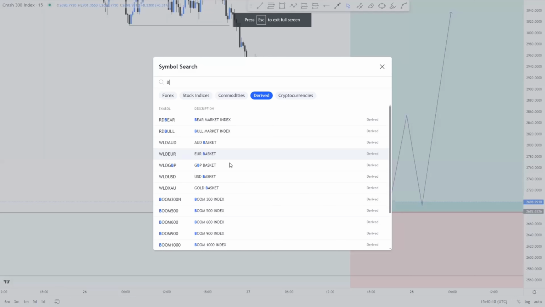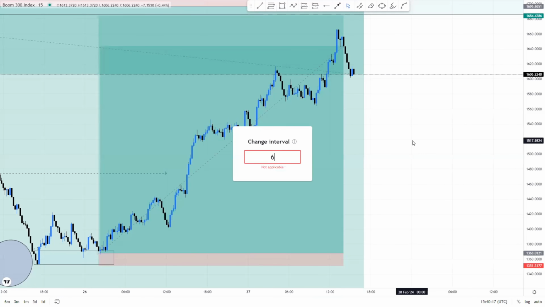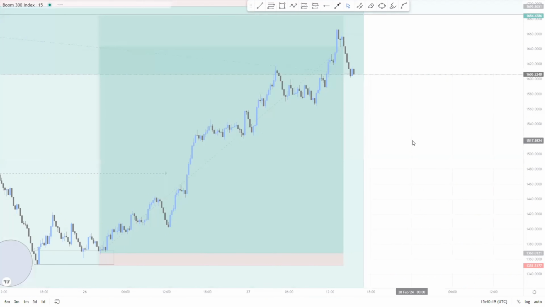The other trade, which is very interesting, is the Boom 300, which is most probably going to be our last A plus setup for this particular session.